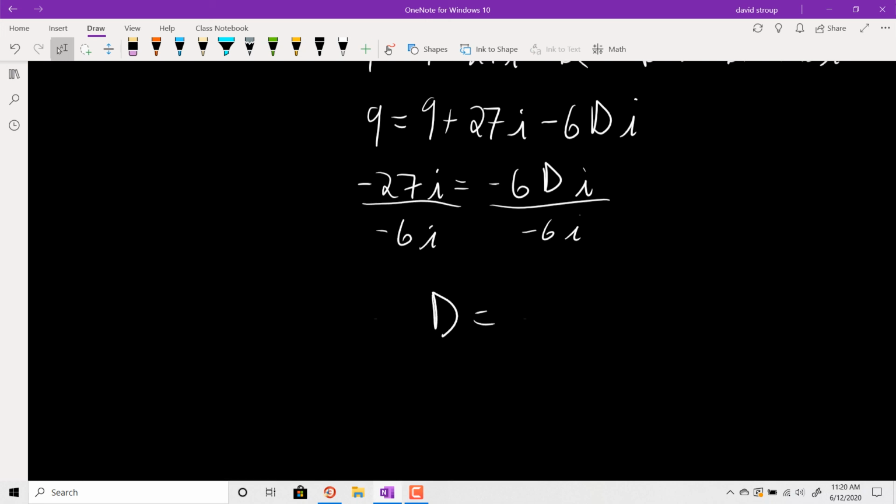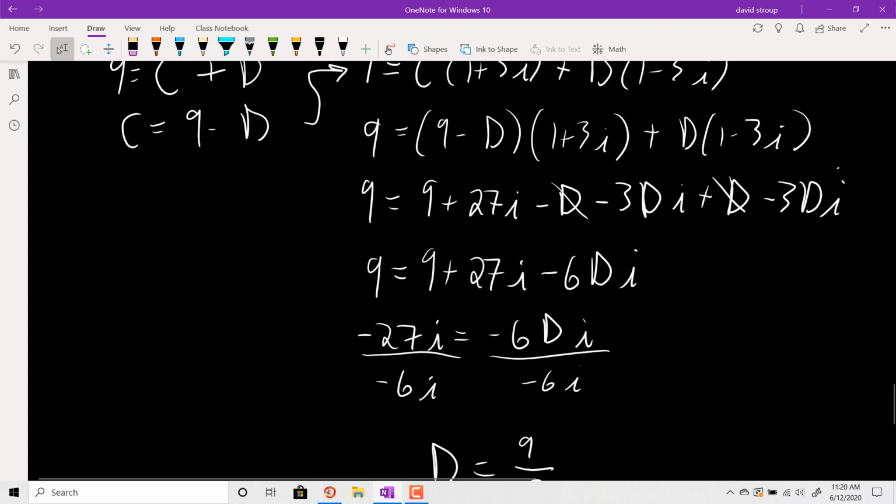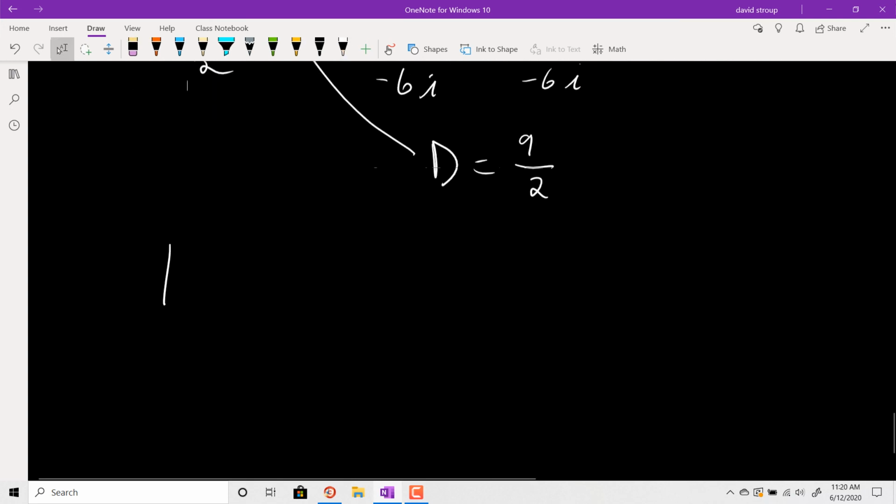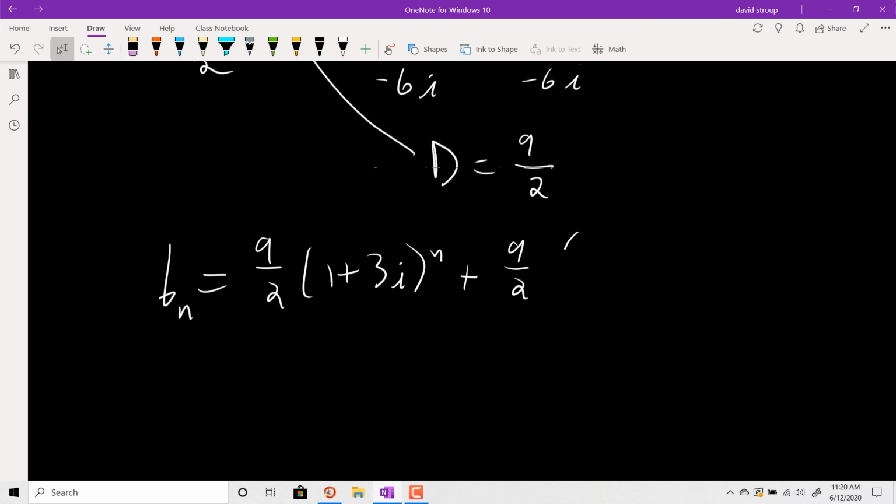Okay, sorry about that. So that would be divide both top and bottom by 3i. You get 9 all over 2. And then we need to back substitute that expression up into here. So c equals 9 minus 9 over 2, which is just 9 over 2. And then we can back substitute into our explicit general solution to get 9 halves times 1 plus 3i to the n plus 9 halves times 1 minus 3i to the n. Sorry about that. Okay, that's the spiel.